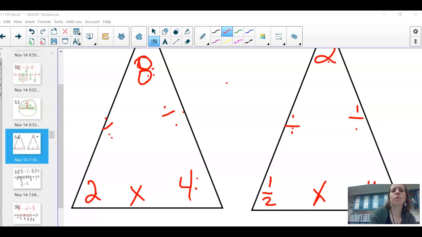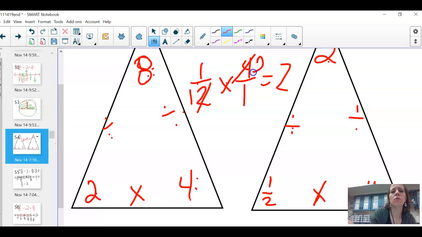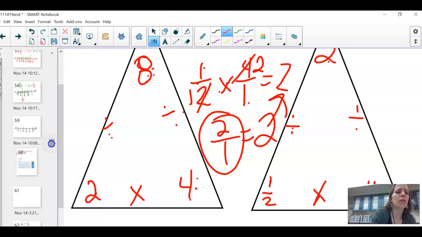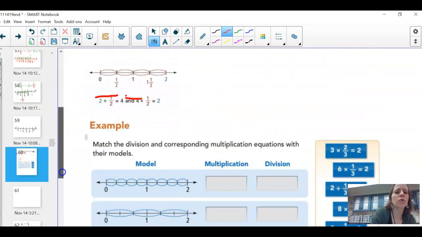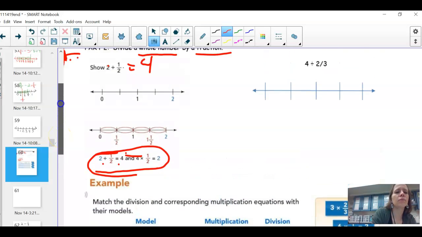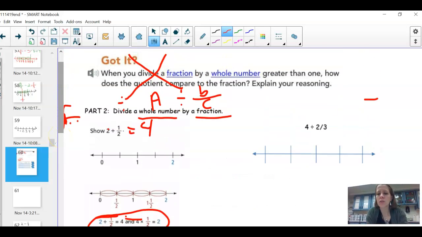es igual a 2. 1/2 por 4 es igual a 2. Yo puedo hacer esto. 1 por 2 es igual a 2. 1 por 1 es igual a 1. Sí, este es igual a 2. ¿Ok? Y entonces tú puedes buscar a esto. 2 entre medio es igual a 4. Y 4 por medio es igual a 2. ¿Ok? Y ahora nosotros vamos a buscar esto.